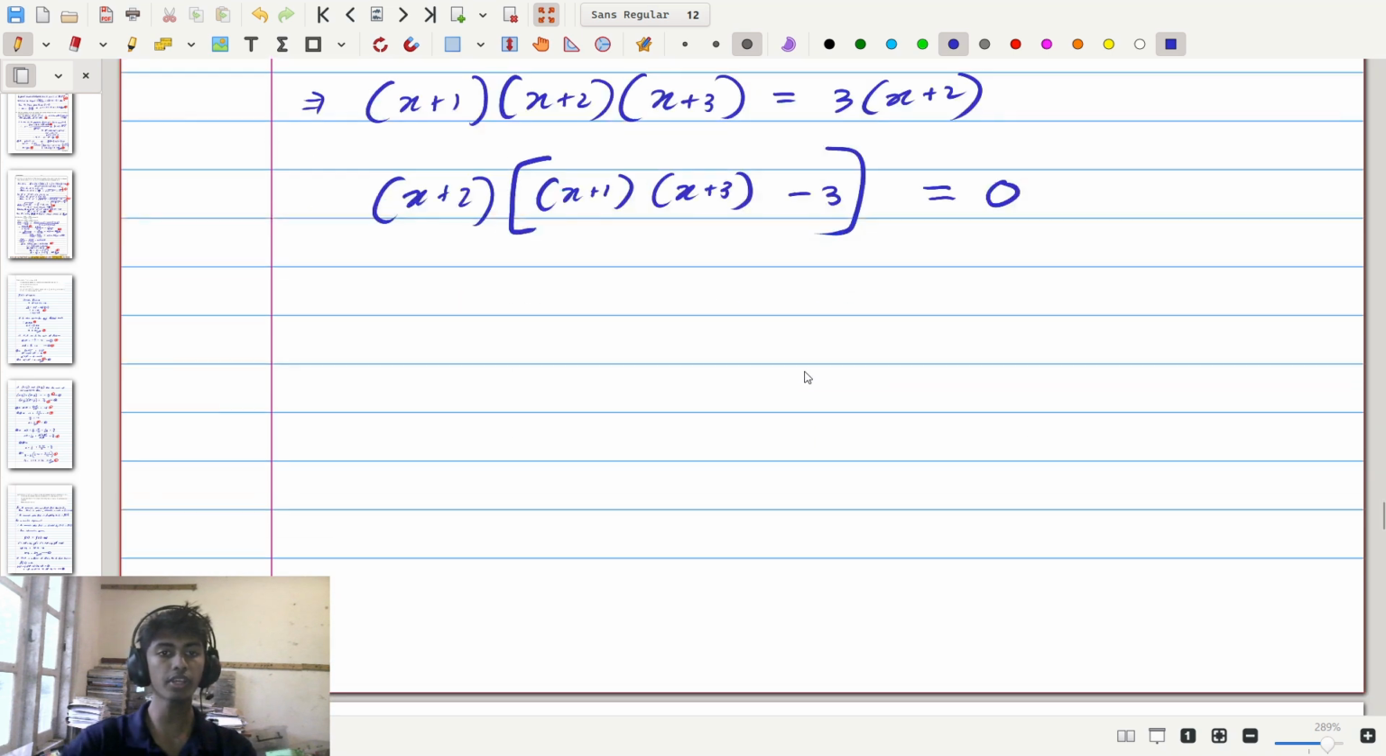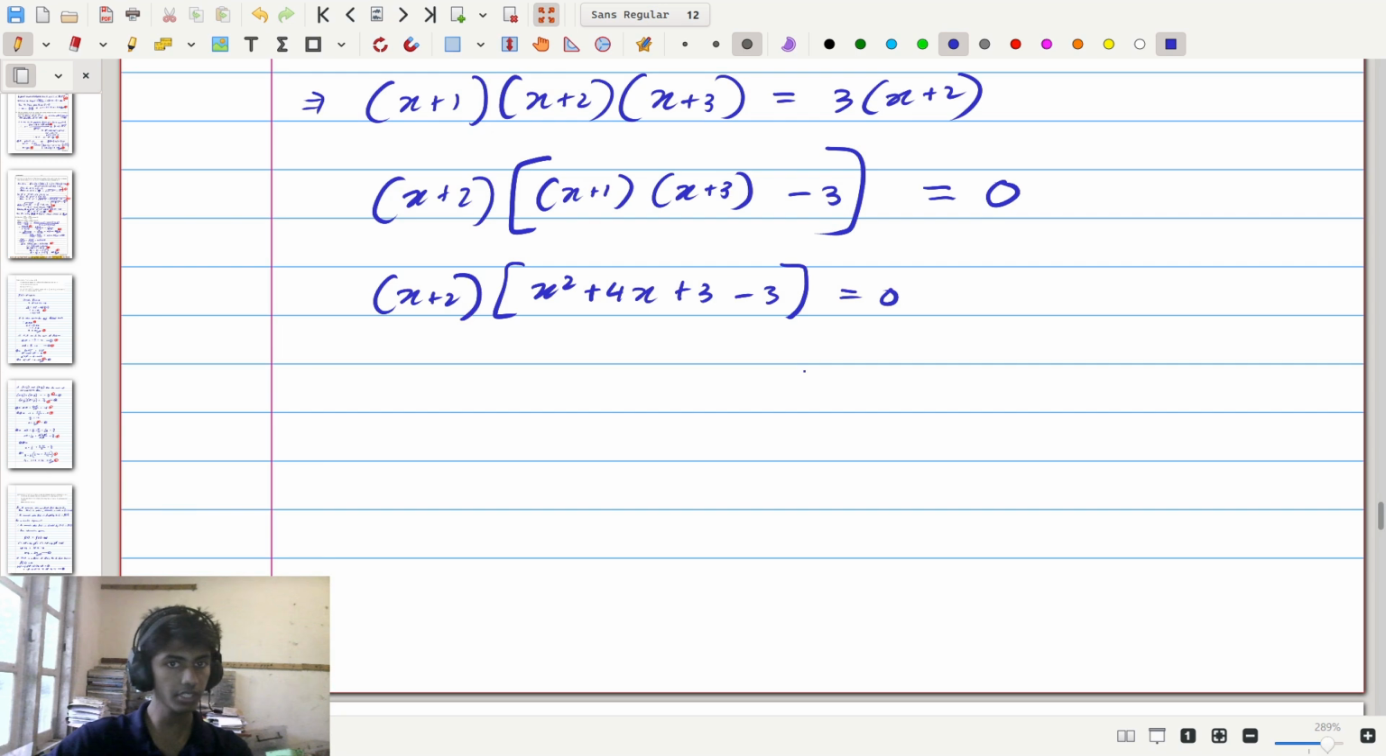Now considering this, we can simplify. Expanding the inside, we have x times x, x squared. Then we have x times 3, which is 3x, and another 1 times x, which is x, added together is 4x. So we have x squared plus 4x, and 1 times 3 is plus 3, and then we have a minus 3, and that is all equal to 0.